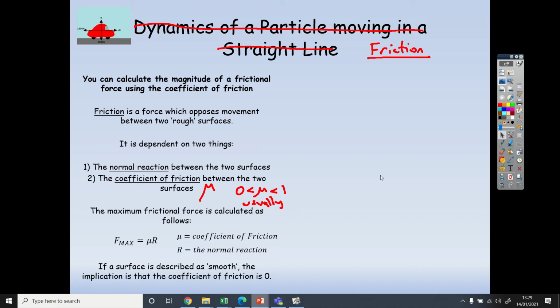Smooth surfaces obviously have no friction, so we take the value of mu to be 0 in that case.